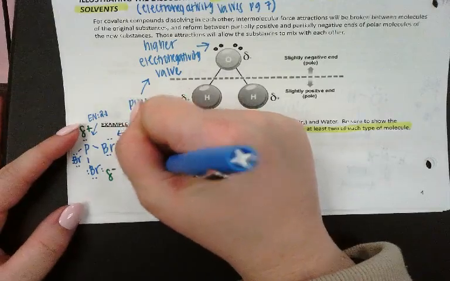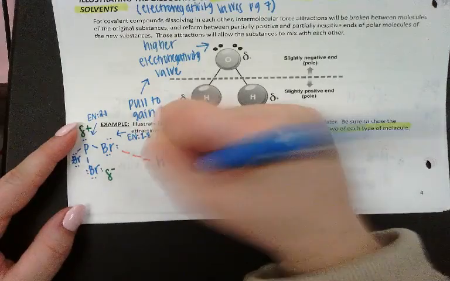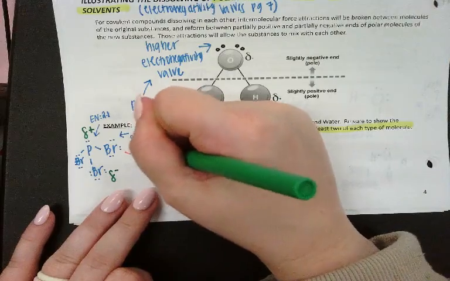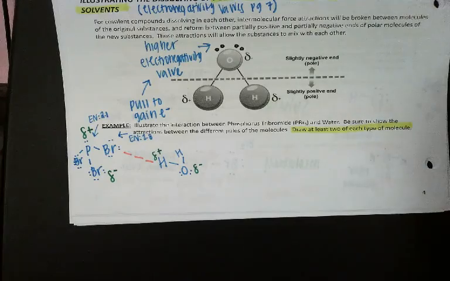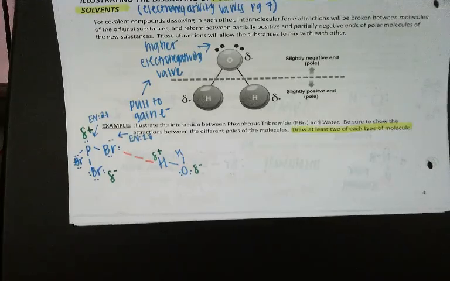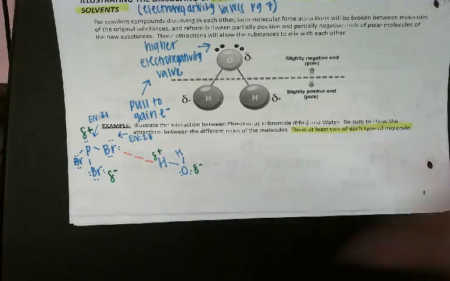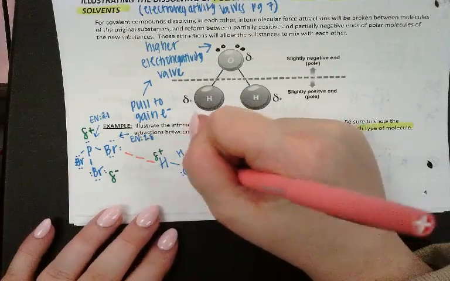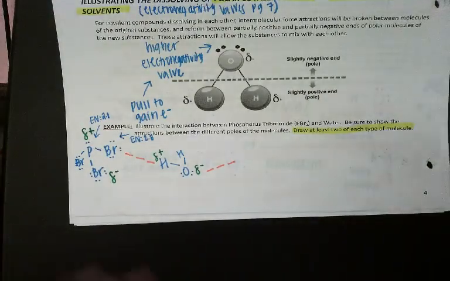So I'm going to draw my hydrogen. And I need to have oxygen, obviously, away from it. And I label this. This is my partial positive, partial negative. Is everybody with me right now on that? Now, I'm not done here because the question asks for me to draw at least 2 of each type of molecule. So now, what I'm going to do is I'm going to show my attraction from oxygen to what now? What is oxygen going to be attracted to? Phosphorus.